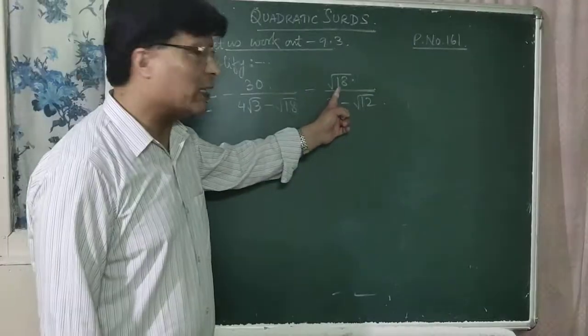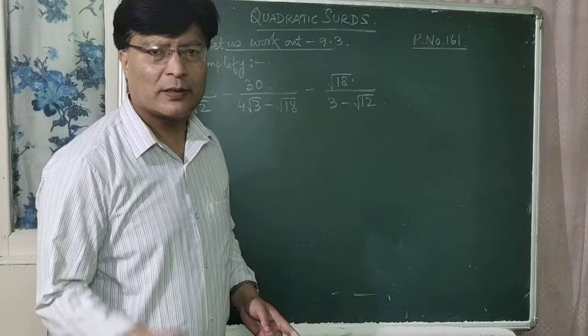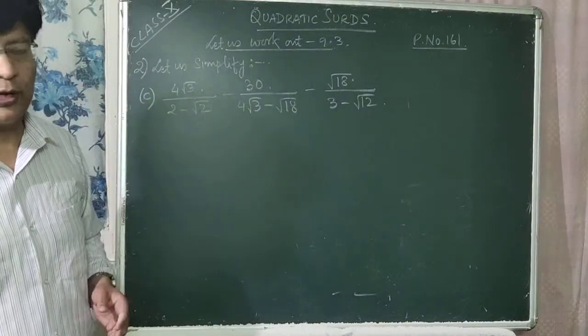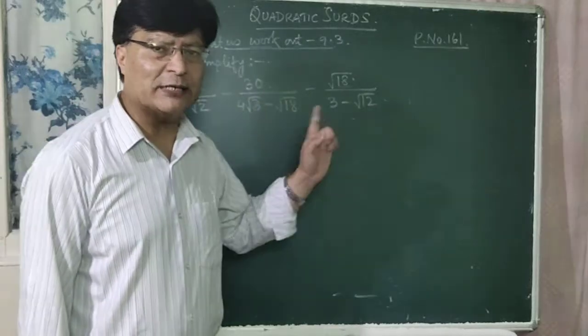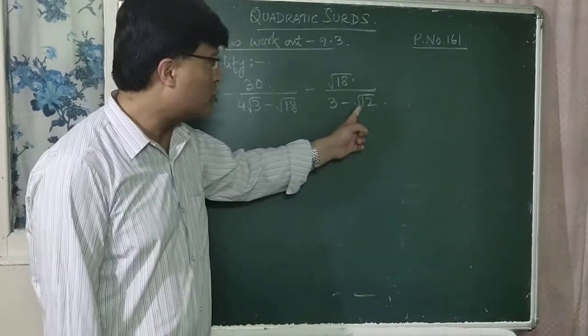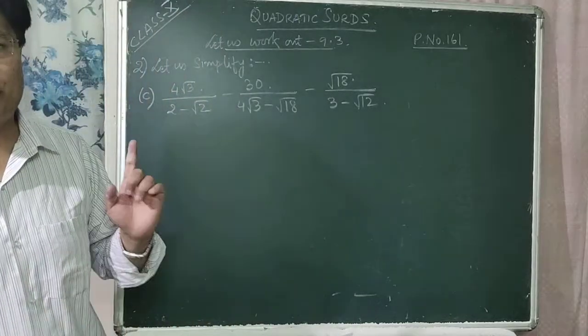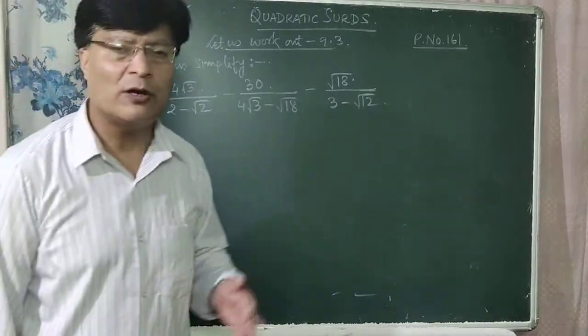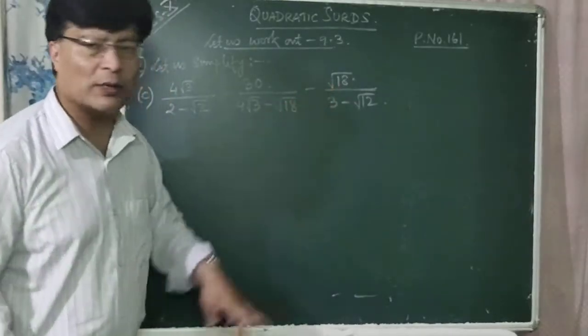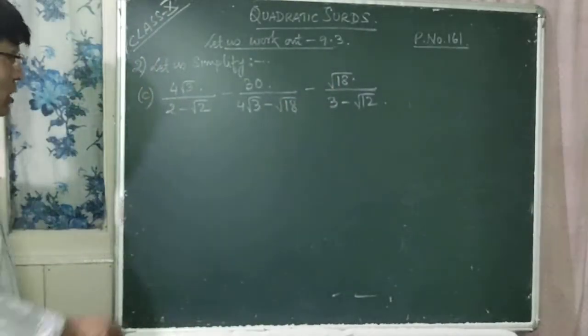Like root over 18 means 9 into 2. So you cannot get the exact square root of 18, isn't it? This is a surd. But you can write it in terms of 9 into 2. What is the square root of 9? It is 3. Also root over 12 is there. You can write it in terms of 4 into 3. What is the square root of 4? It is 2. So we can convert this root over 18 and root over 12 into simple surd.